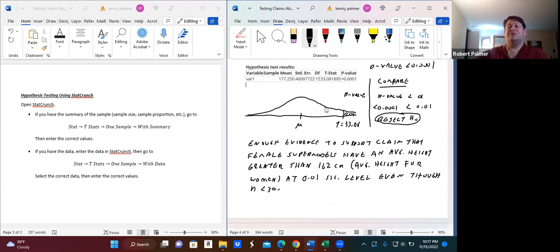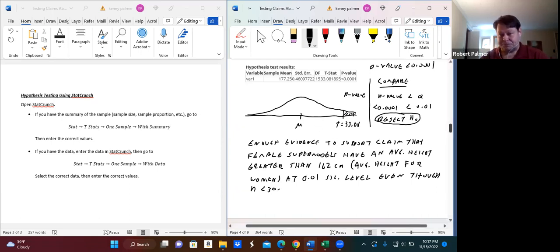In other words, if a random sample of supermodels gives us a t statistic, a value that much larger than the mean, then what's more likely: that supermodels are average height, or that they're larger than average height? And that's what this shows.